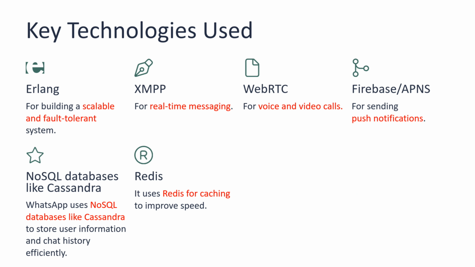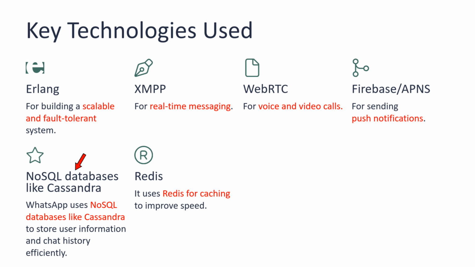What are the key technologies used? Erlang is used for building a scalable and fault-tolerant system. XMPP is used for real-time messaging. WebRTC is used for voice and video calls. Firebase or APNS is used for sending push notifications.